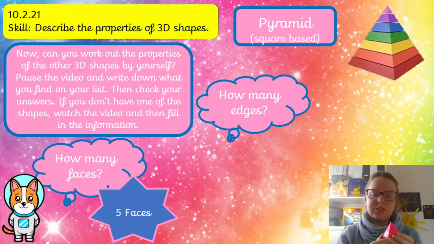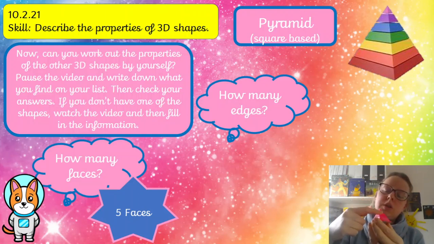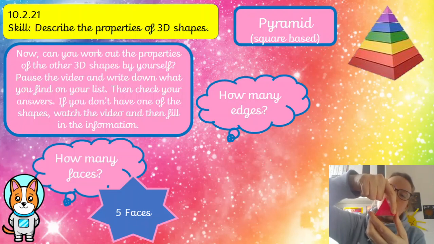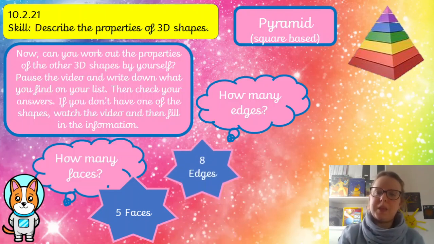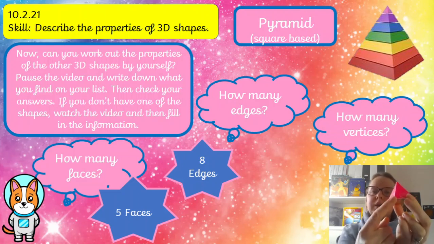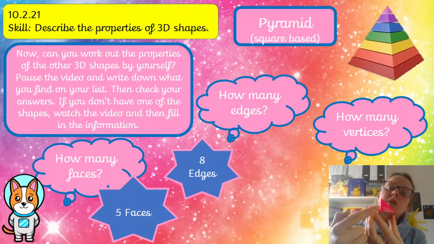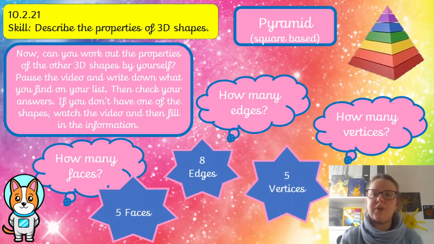How many edges? Remember, we're going to get our finger and run our finger along the edge to count. 1, 2, 3, 4, 5, 6, 7, 8. 8 edges. So 5 faces, 8 edges. And now how many vertices? 1, 2, 3, 4, 5. 5 vertices.